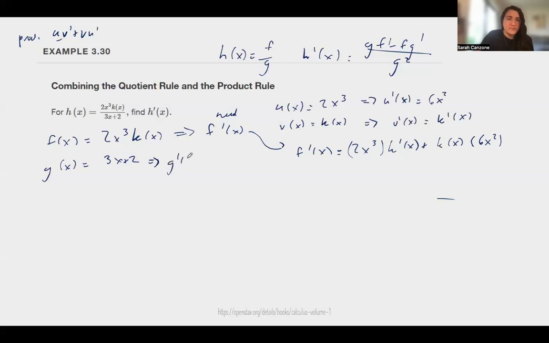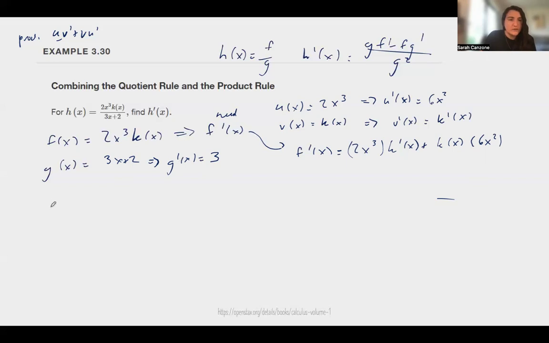Now we can go ahead and find g prime of x. This one's easy. 3x plus 2, the derivative of 3x is just 3. The derivative of 2 is 0. So the derivative of g is just 3. Now we can go ahead and plug back into our general quotient rule, knowing that this is f prime. We had to use product rule for that.